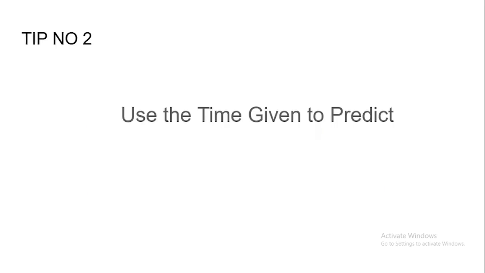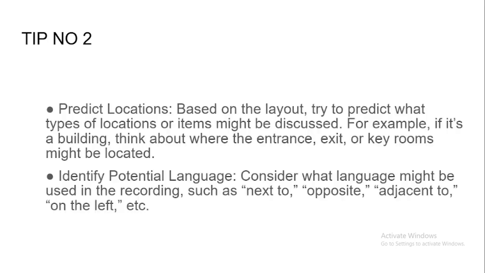Then number 2, use the time given to you to predict. Predict locations. Based on the layout, try to predict what types of locations or items might be discussed. For example, if it's a building, think about where the entrance, exit, or key rooms might be located. Then you need to identify potential language. You need to consider what language might be used in the recording, such as next to, opposite, adjacent to, on the left, and so on.